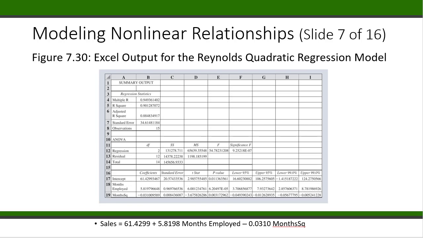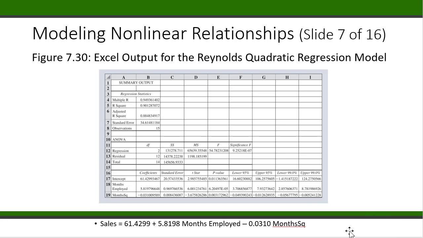So our sales, that's what we're predicting, that's Y bar or Y hat. Our coefficient B0, 6.42, and our beta 1, months employed, 5.819, and notice that this B2 here is negative times months squared. And we can see that they're all significant, they don't cross zero, we're good. And in this model, it explains our squared 0.9% of the variance that we see with Y.